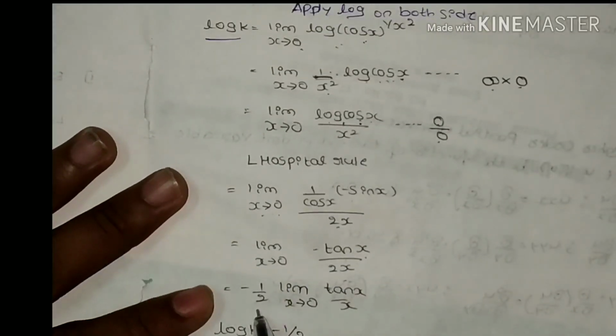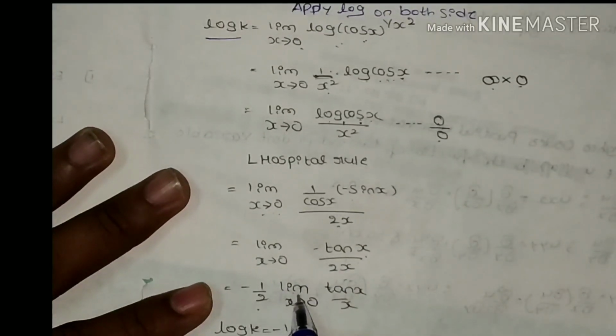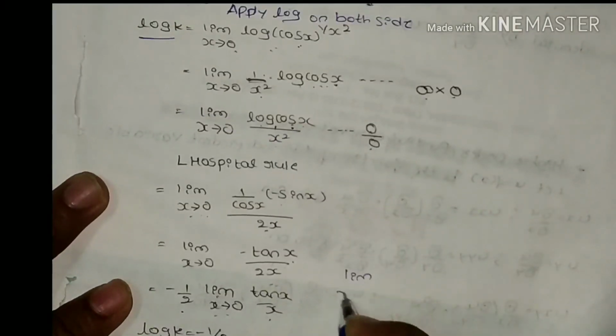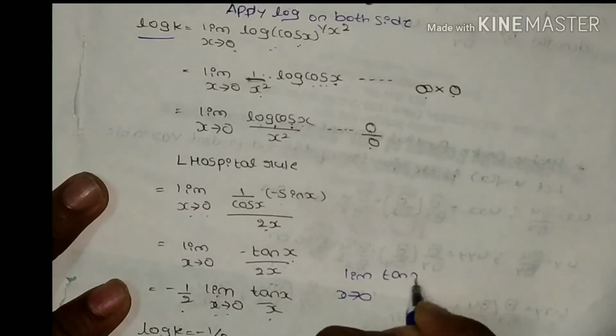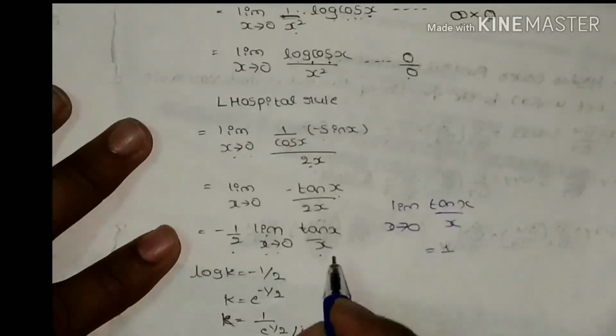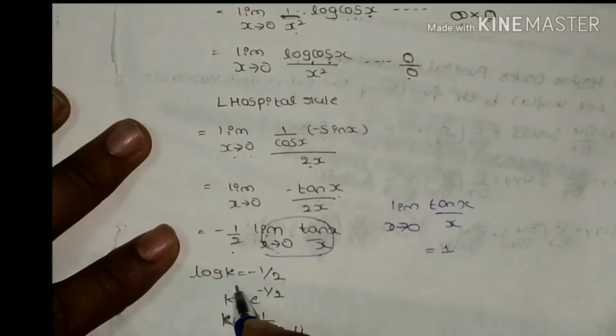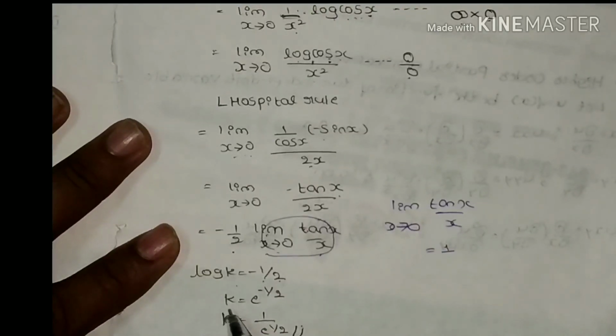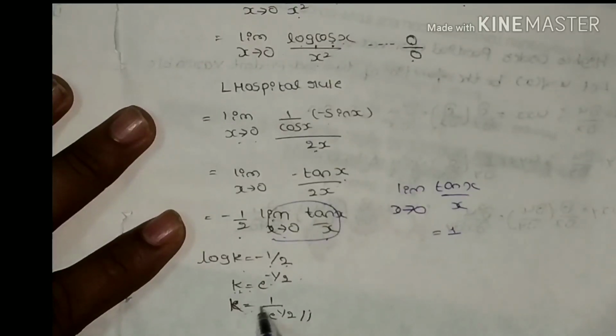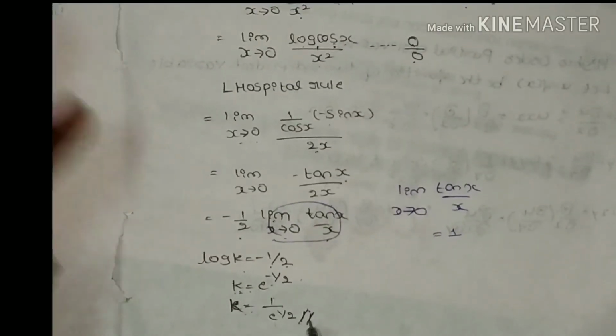So minus 1 by 2 is the constant, therefore take it outside from the limit x tends to 0 of tan x divided by x. By the standard result, limit x tends to 0 of tan x by x is equal to 1. So it becomes totally 1, and log k is equal to minus 1 by 2. We have to find the value of k, that is k is equal to e raised to minus 1 by 2, or k is equal to 1 divided by e raised to 1 by 2, is the final answer. Thank you.